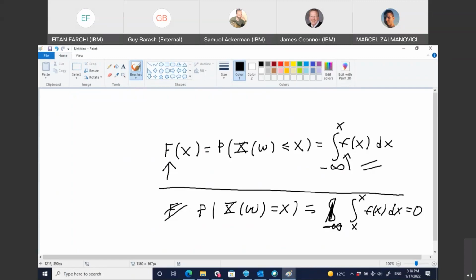Okay, so the very dramatic difference between the discrete case and the continuous case is that in the continuous case, the probability of any single point is 0. In the discrete case, points have probability more than 0. In our case, 1/6.